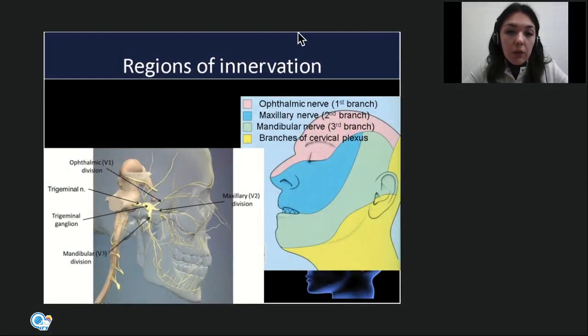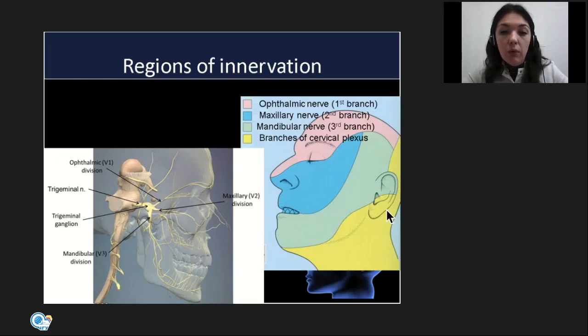So yes, here you can see that the ophthalmic nerve, the first branch of the trigeminal nerve, supplies the skin of the upper face, so it is the superior eyelid and forehead and also the dorsal part of the nose. Then the maxillary nerve supplies the skin of the middle face, the cheeks, and also the wings of the nose and upper lip. And the mandibular nerve supplies the lower face and also the region in front of the auricle.